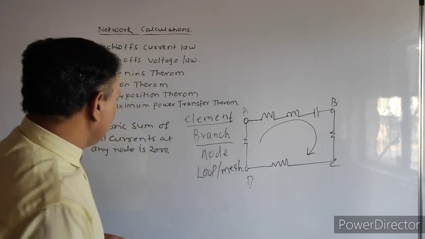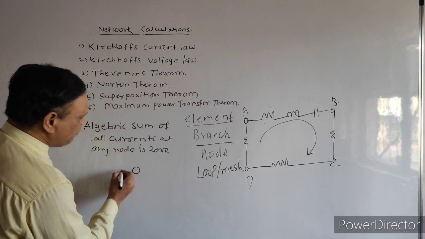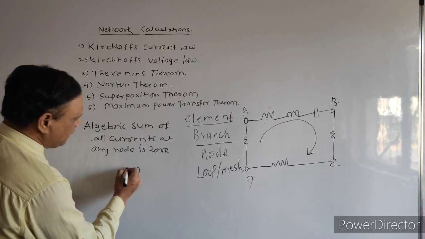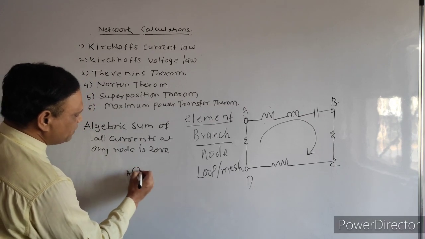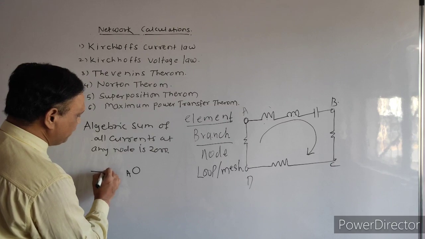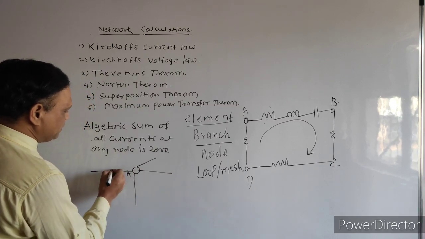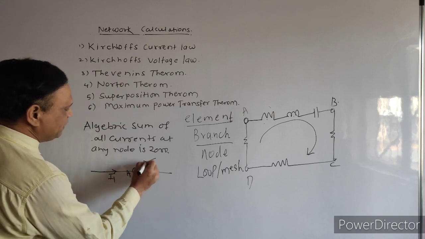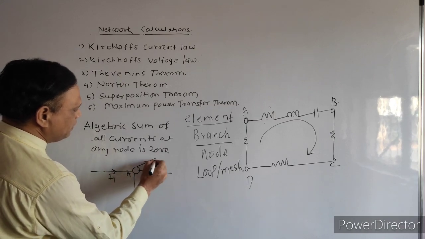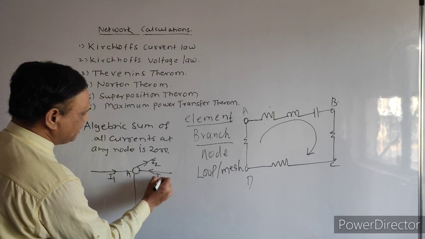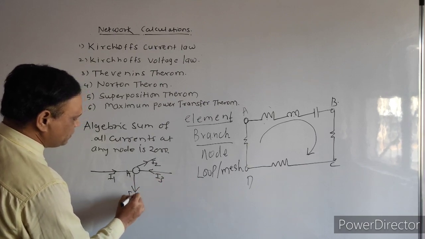So suppose this is a part, say this A is a node where these are the branches which are coming. So first branch, second branch, third branch and fourth branch. Let us say this is I1 which is entering, let us say this is I2 which is leaving, let us say this is I3 which is entering, and let us say I4 which is leaving.